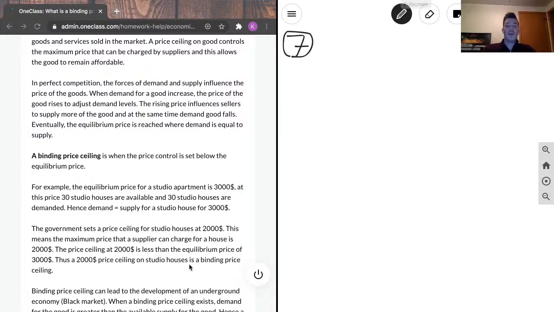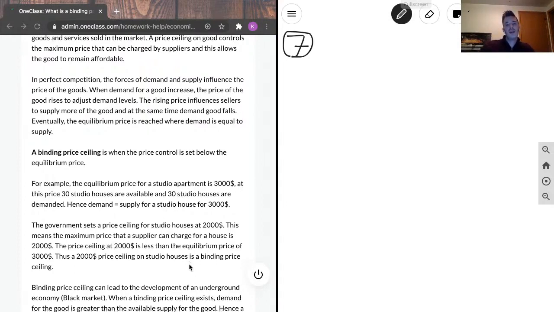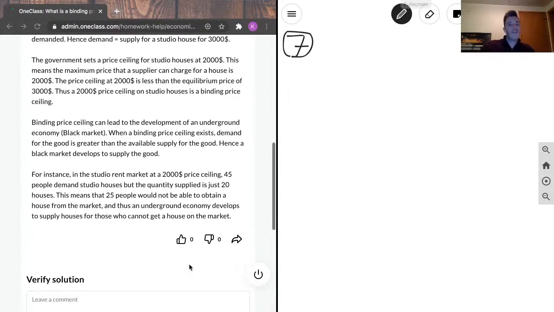But if the government sets a price ceiling for studio houses at $2,000, this means that the maximum price a supplier can charge per house is $2,000. The price ceiling of $2,000 is less than the equilibrium price of $3,000. Thus, a $2,000 price ceiling on the studio houses is a binding price ceiling.